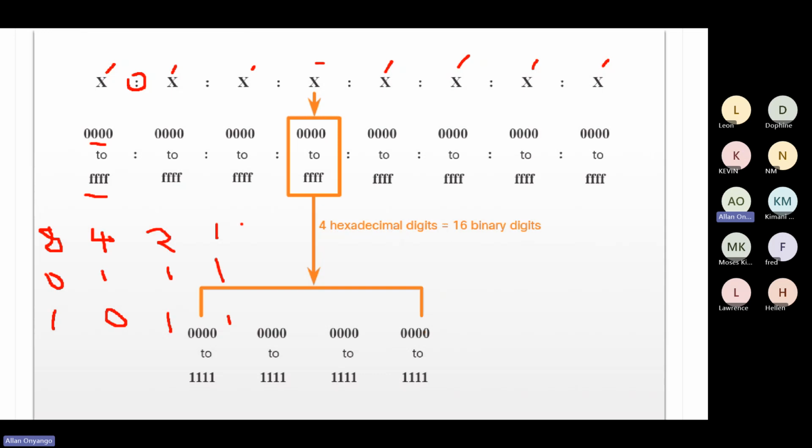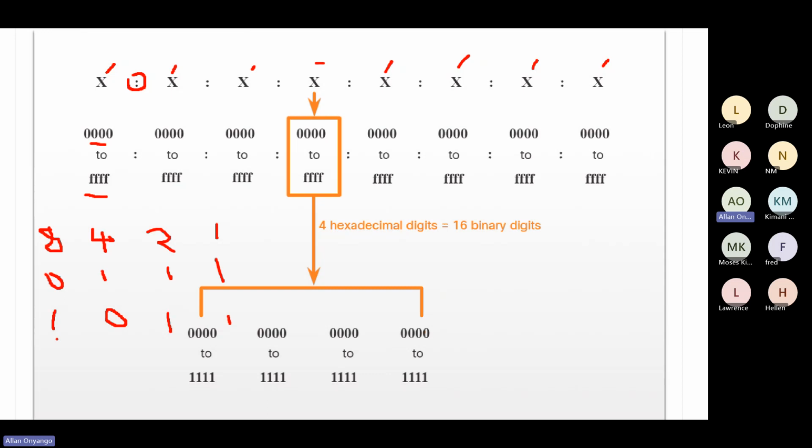C will be 12, 13 will be D, 14 will be E, and F will be 15, isn't it? So what will 15 be here?